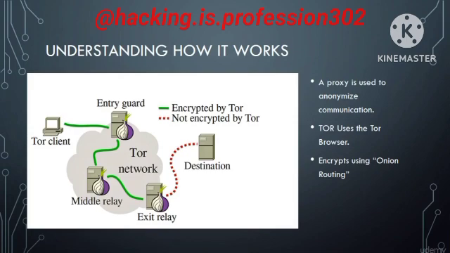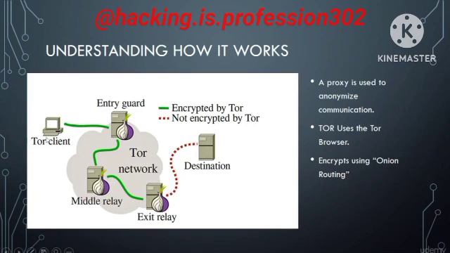So basically let's understand how Tor works. Tor is a system, a series of proxies that is used to anonymize communication over the internet. Alright, so Tor, the onion router, uses the Tor browser, which as I said is the tool that we're going to be using to browse the deep web or the dark net. So it encrypts data using the onion routing system, which is basically a layer of proxies that will shield your traffic as you're browsing the deep web or dark net.